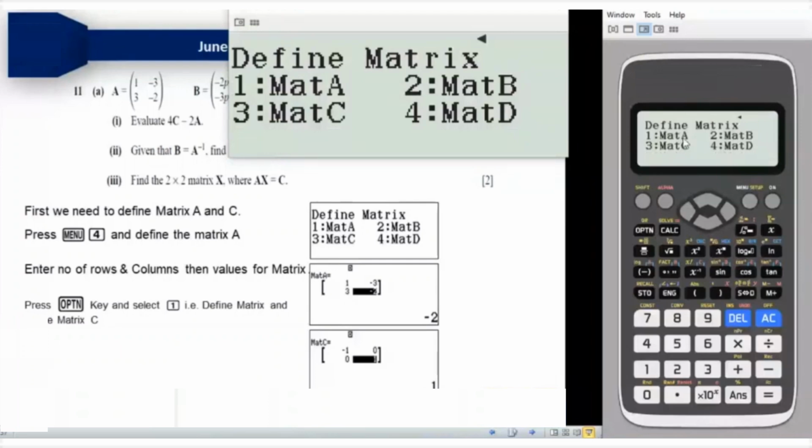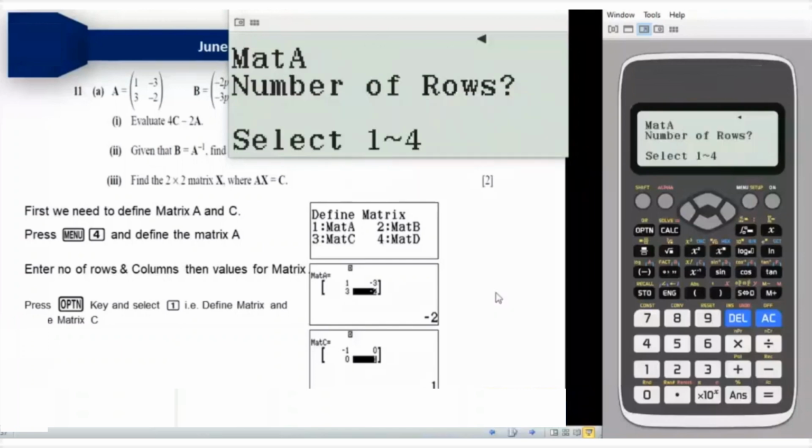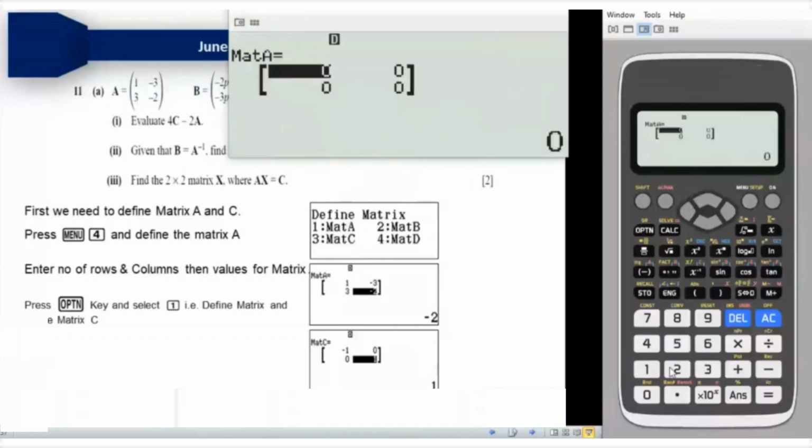It is asking me how many rows and how many columns. So there are 2 rows and there are 2 columns. So it's a matrix which has 2 rows and 2 columns. So now I will insert this matrix. 1 equals, minus 3 equals, 3 equals, minus 2 equals. So I have defined matrix A, that is 1, minus 3, 3, minus 2.